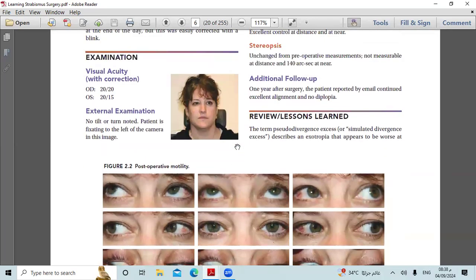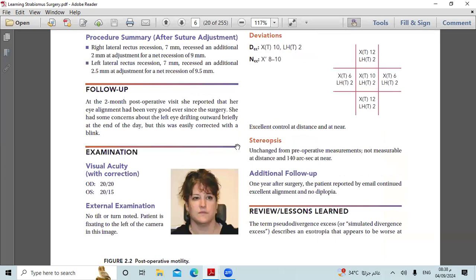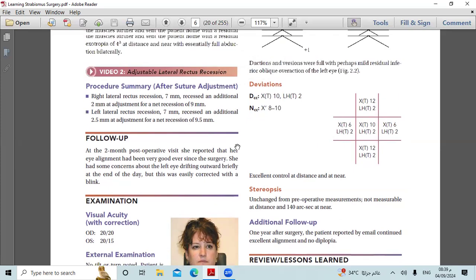I have a question here for you, Dr. Abdurrahman and Dr. Rabia. Before surgery, I think she didn't have left hypertropia, but after the surgery she had left hypertropia in the primary position, and in right gaze and left gaze. What is the cause of hypertropia here? Is it the pseudo inferior oblique overaction that you mentioned before? No. Dr. Rabia, do you have any other idea?